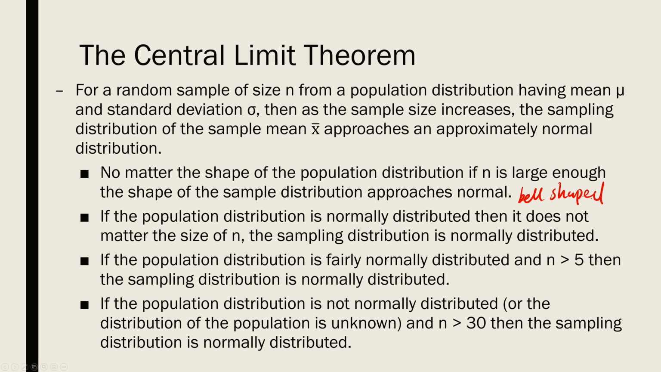If the population distribution is normally distributed, then it doesn't matter the size of n. The sampling distribution is normally distributed. So pay attention, we did not use the word approximate here.